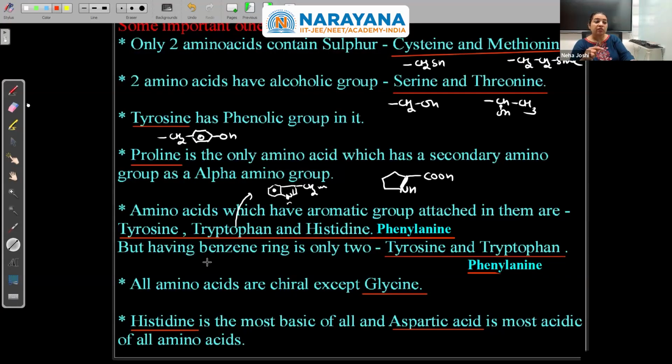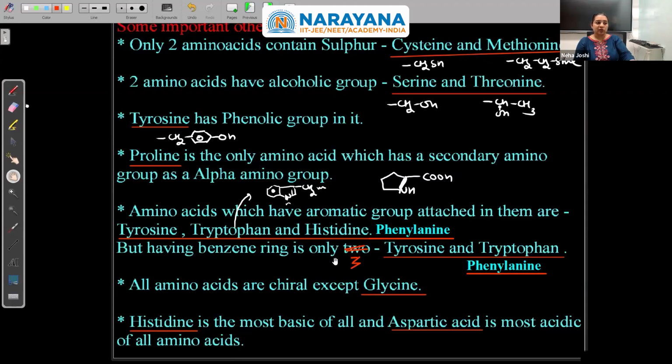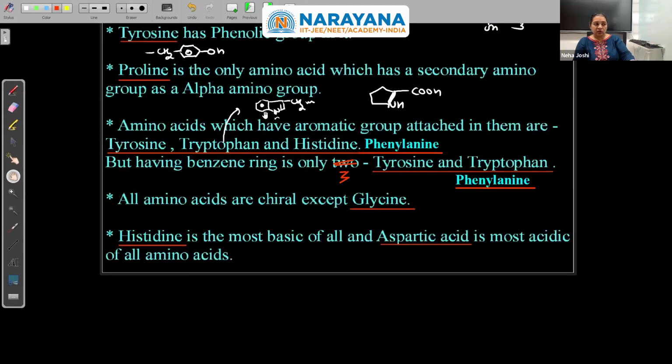But if we are asked how many of them have benzene, then it is tyrosine, tryptophan, and phenylalanine, not 2, only 3. Okay, 3 have a benzene ring present in them. Yes, but tryptophan, this is not exactly benzene. This is a different heterocyclic compound also. So if they are just strictly benzene, then the answer is only tyrosine and phenylalanine.